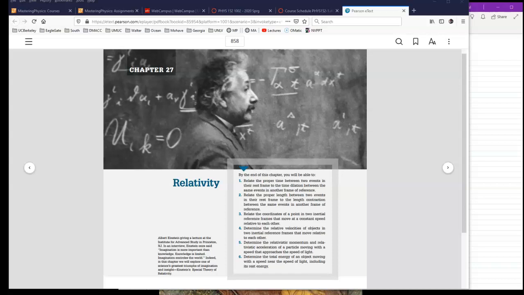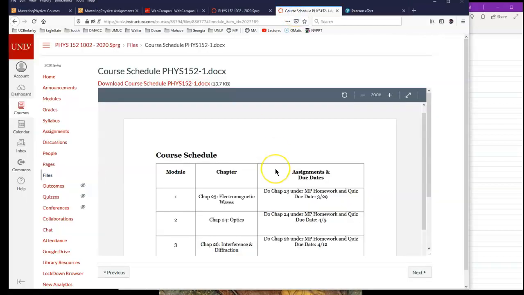In this module we will be covering Chapter 27, the Theory of Relativity, and this module is going to go for 2 weeks because of the length of the chapter. Let me just show you the course schedule here.